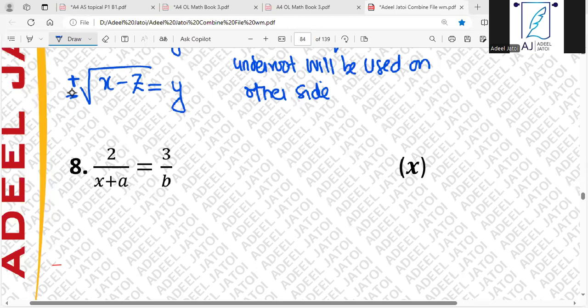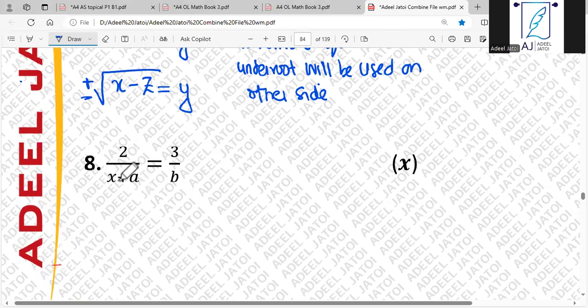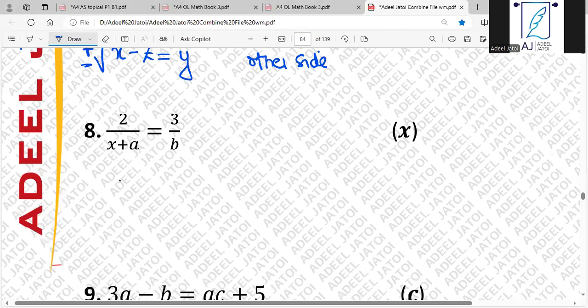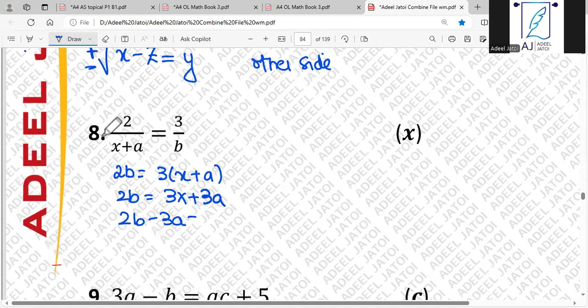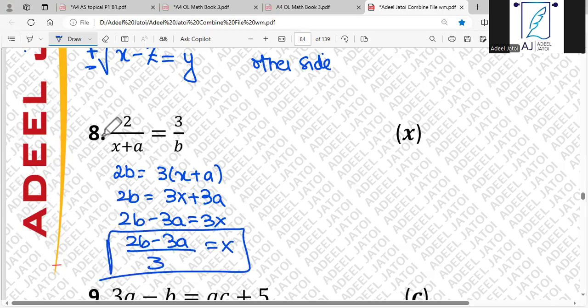For question number 8, what you need to do is, since you have this X, we need to make the subject, and the subject that we need to make is X, right? So X is here. So what we can do is, it will be 2B, this B multiplied, and this will be 3x plus A. So 2B is equal to 3x plus 3A. 2B minus 3A is equal to what? 3x. So 2B minus 3A upon 3 becomes x. So x is your answer here.